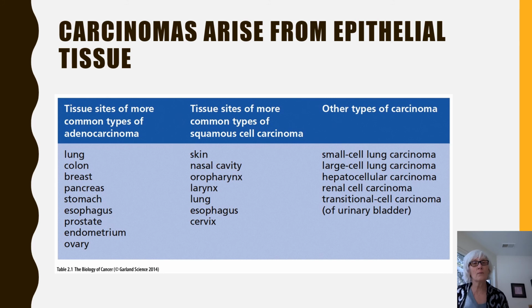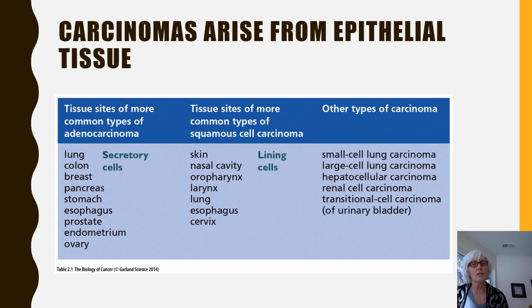Carcinomas, those that arise from epithelial tissues, are further subdivided based upon their function in the epithelial tissue. Remember, there are two general functions of the epithelium. One is to provide some sort of barrier, and the other is to secrete things. If your cancer arises from a secretory cell, your carcinoma is described as an adenocarcinoma. So on this table, there are a list of some very common types of adenocarcinoma. Adenocarcinomas, again, are derived from secretory epithelial cells.